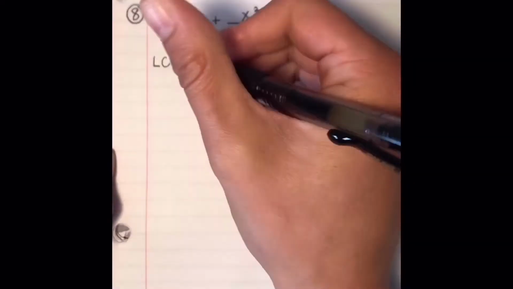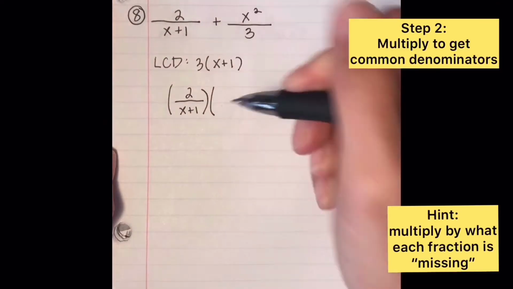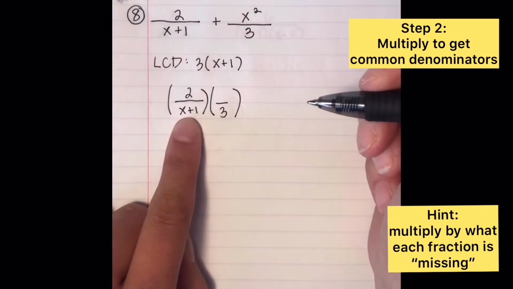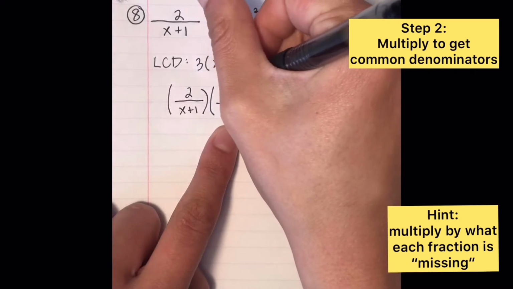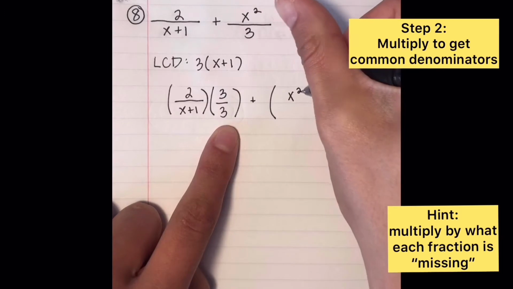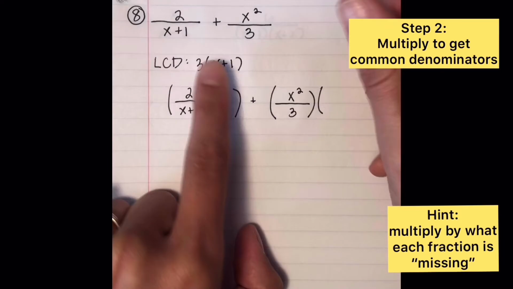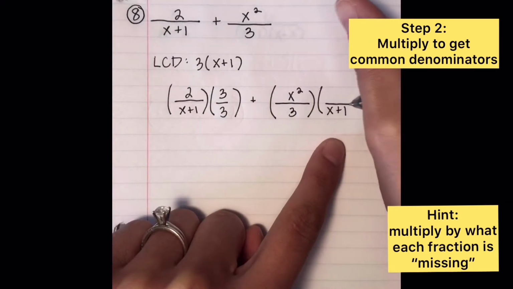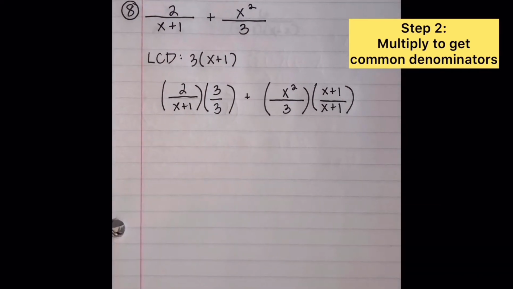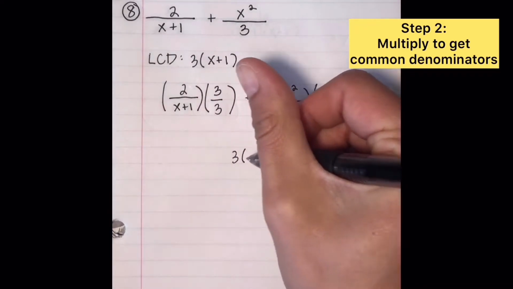This first fraction, we've got 2 over x plus 1. It is missing a 3 on the bottom. You cannot just multiply by 3. You have to multiply by a 1, so we have to do 3 over 3. Plus, the second fraction is x squared over 3. It has a 3 on the bottom, but it's missing the x plus 1. You can't just multiply by x plus 1 on the bottom. You have to multiply it by the top and the bottom. All right, so the common denominator is 3 times x plus 1.